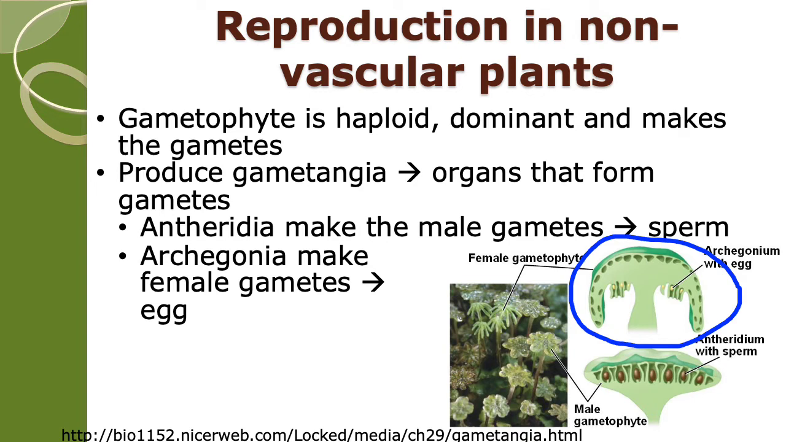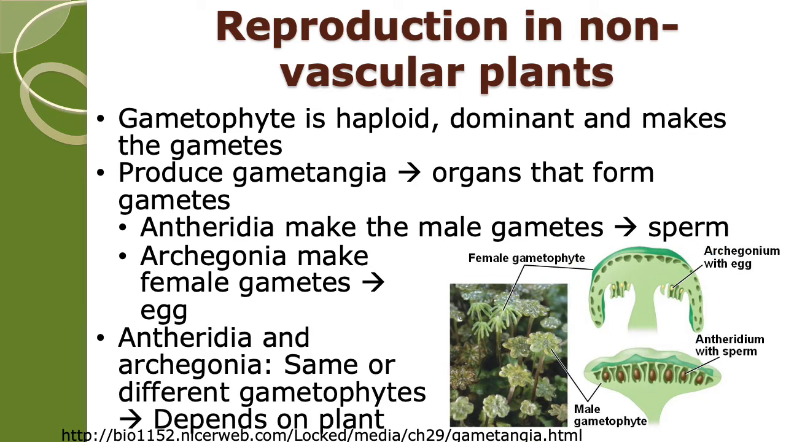Archegonia are the reproductive structures or organs that make the female gametes in the case of non-vascular plants. And the female gamete is called an egg. Antheridia and archegonia can be made on the same gametophyte, and in that case we say that that gametophyte is bisexual. Or they can be made in different gametophytes. So some non-vascular plants will have a separate male gametophyte and a female gametophyte, whereas other types of non-vascular plants can have one gametophyte in which we have both the antheridia as well as the archegonia.